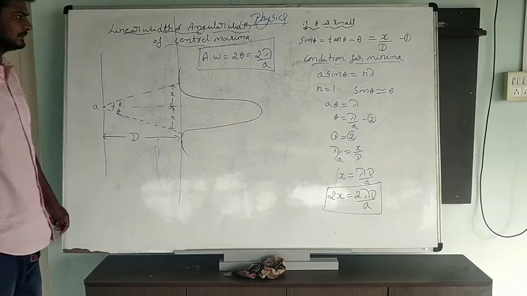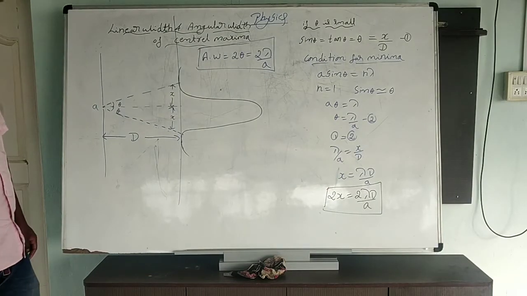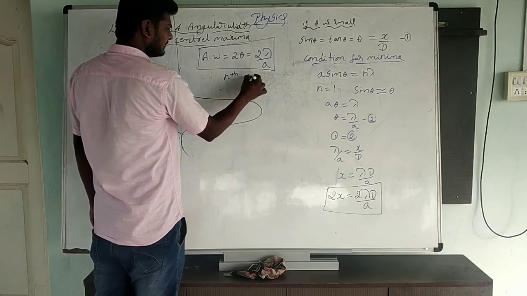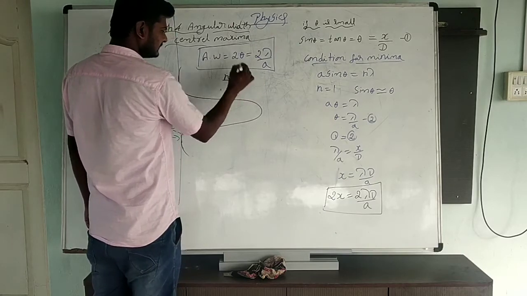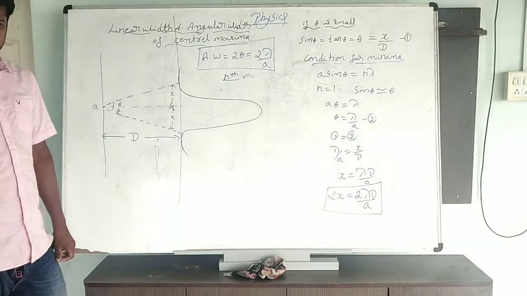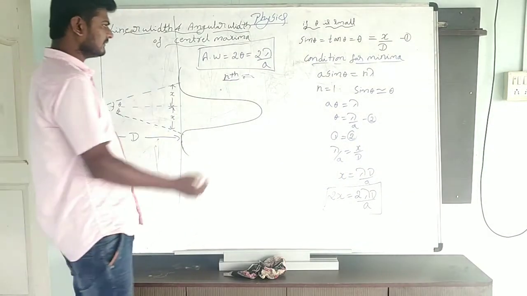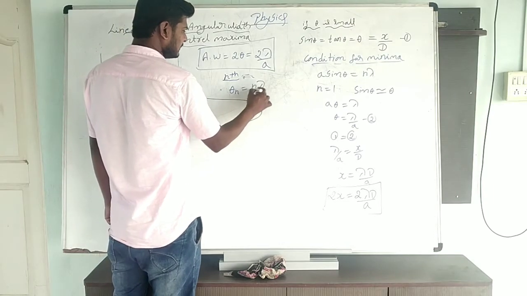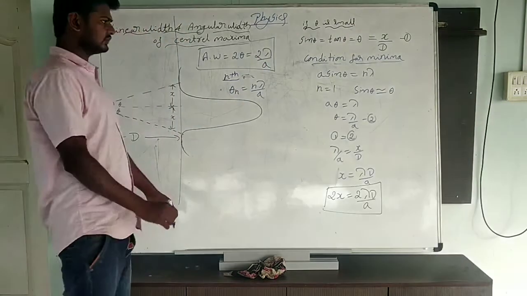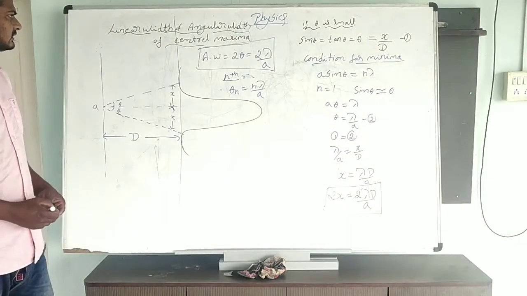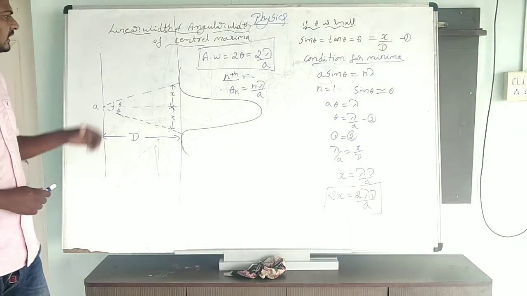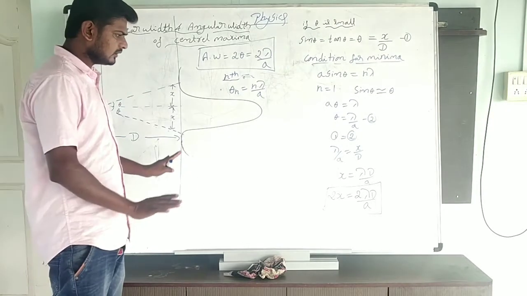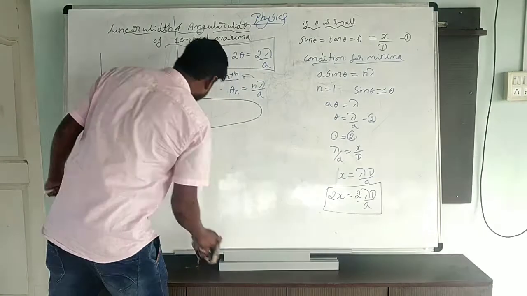2 theta is equal to 2 lambda by a. Same way, angular width of nth minimum. Here for nth one we can write theta n is equal to n lambda by a. This is what? Linear width and angular width. Clear? This is about linear width and angular width. Simple question.